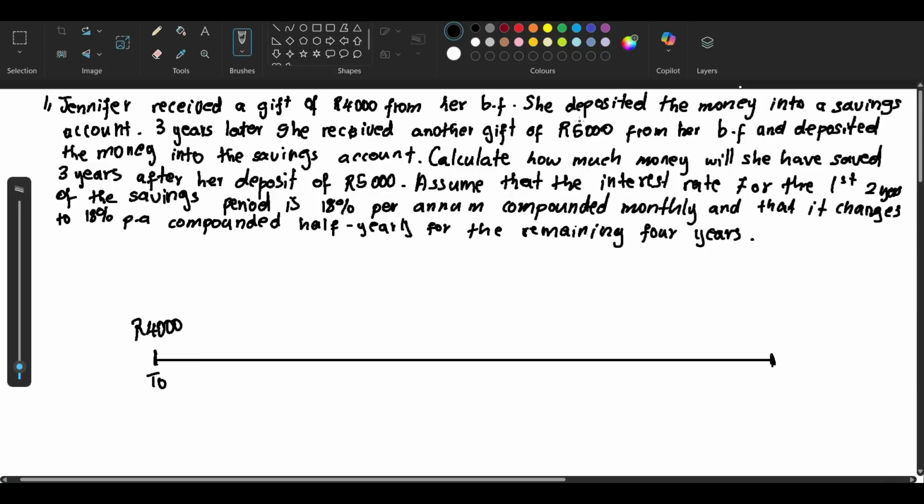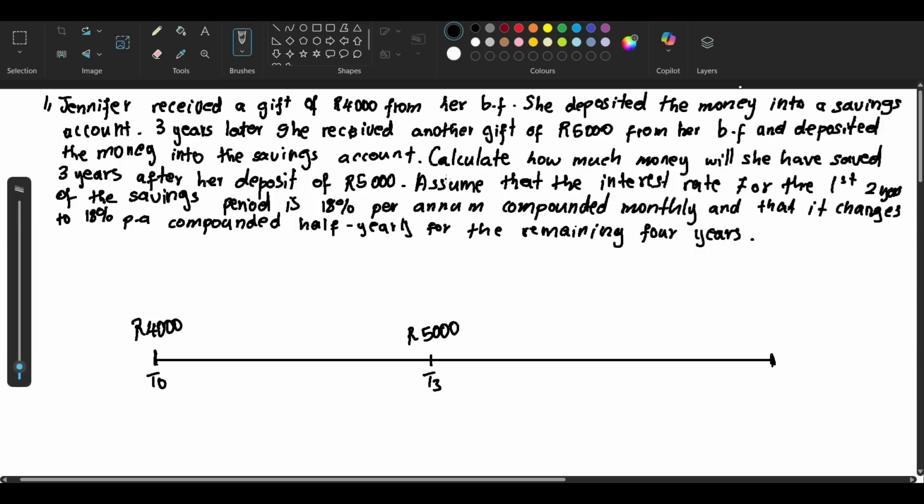So when the statement continues, they are saying she deposited the money to a savings account. Very good. 3 years later, she received another gift of 5,000 rands from her boyfriend and deposited the money into a savings account as well. So we can just say right about here is going to be our T3, and then we can see that the boyfriend is getting more money in for Jennifer, right?